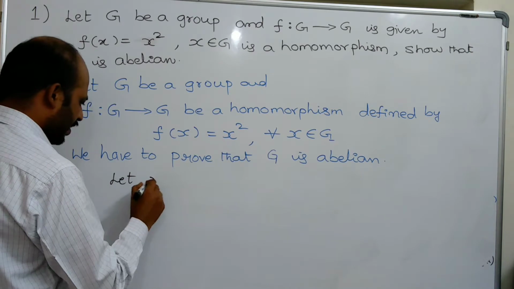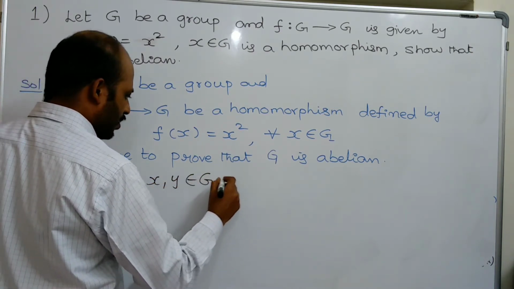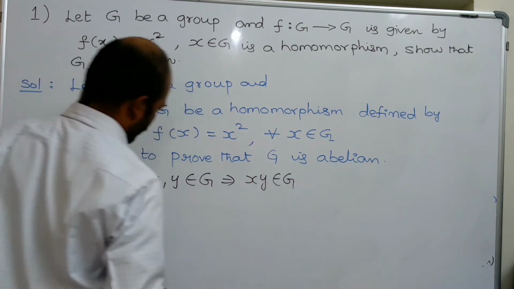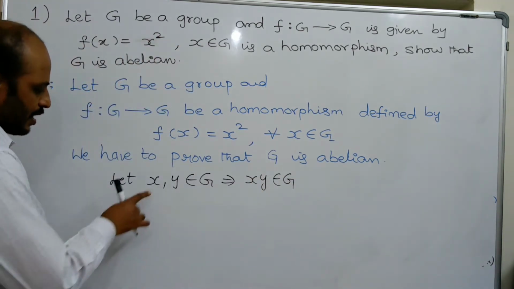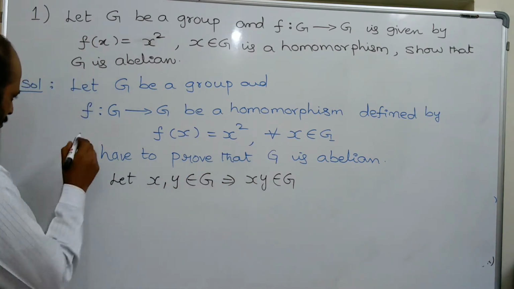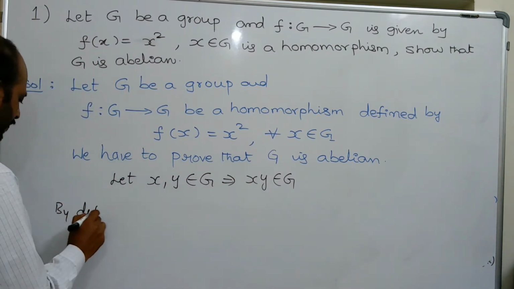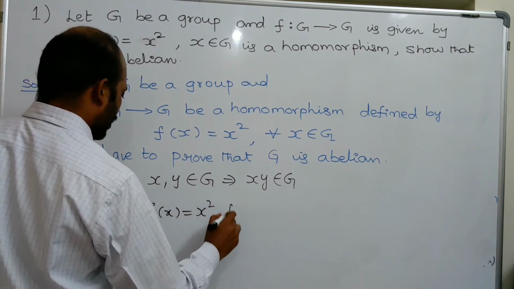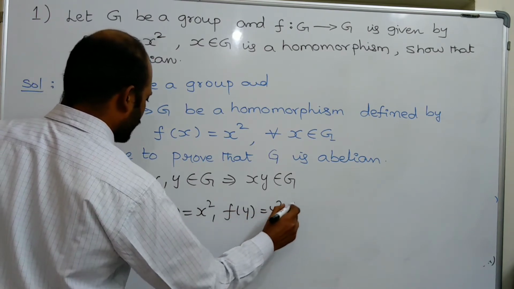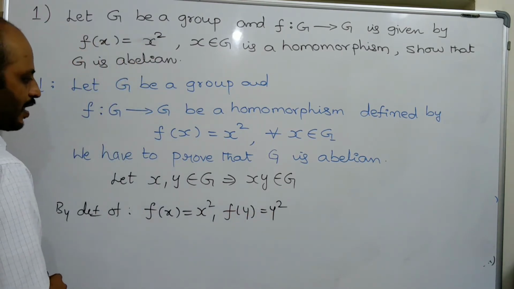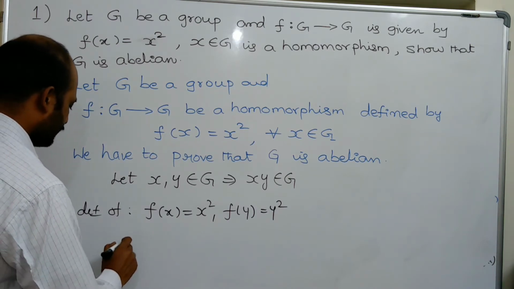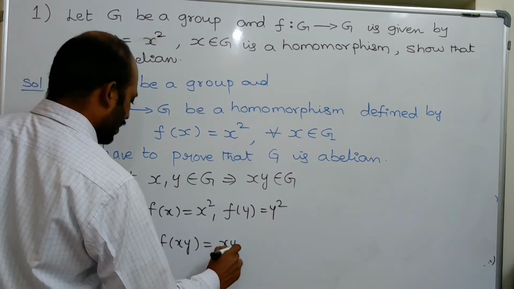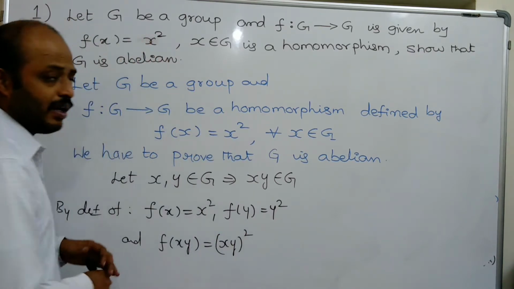To prove this, let us take any two elements x, y belongs to G. G is a group, so it is very clear xy also belongs to G. Now you observe that we have three elements x, y and xy. By definition of f, we have f of x equals x square, f of y equals y square, and f of xy equals xy whole square.